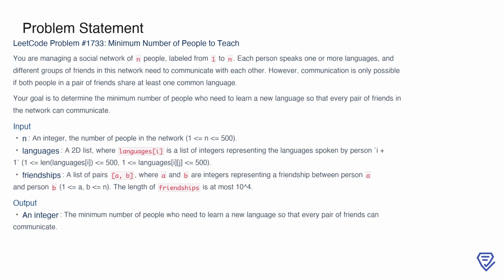The input includes three main components: an integer n, representing the total number of people in the network; a 2D list called languages, where each sublist specifies the languages spoken by a particular person; and a list of friendships, where each pair indicates a friendship between two individuals. The output is a single integer, representing the minimum number of people who need to learn a new language to resolve all communication gaps in the network.